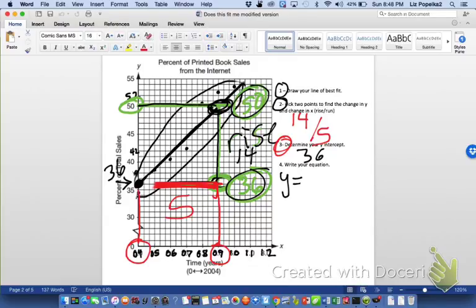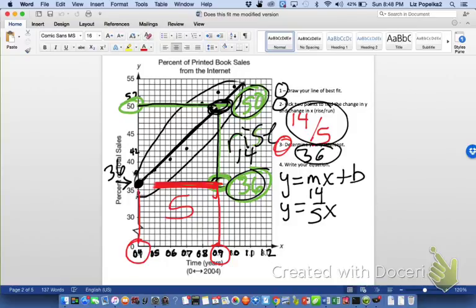So my equation is y equals mx plus b. I'm going to replace the m with that 14 over 5, and I'm going to replace the b with 36. So my equation is y equals 14 over 5 x plus 36.